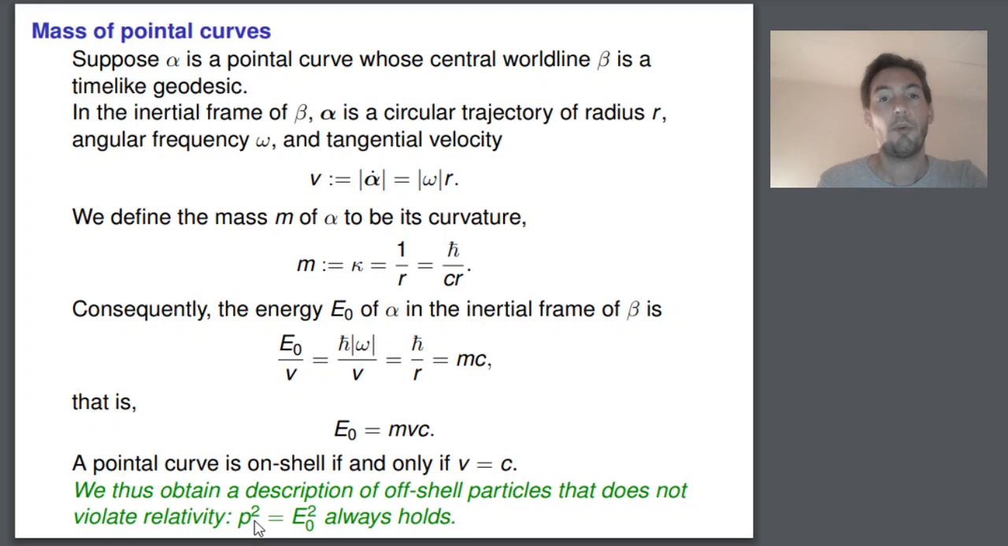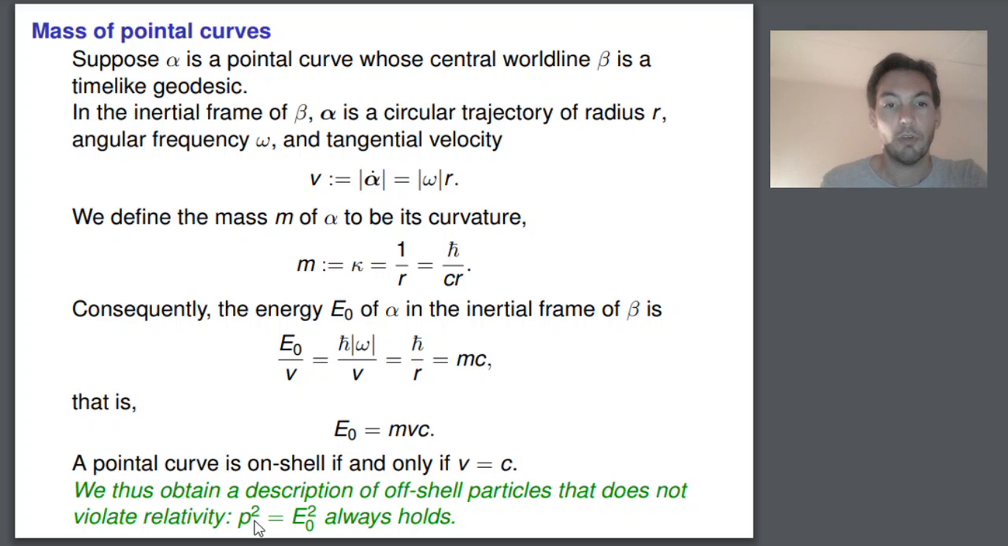Suppose alpha is a pointal curve whose central world line beta is a timelike geodesic. In the inertial frame of beta, alpha is a circular trajectory of radius r, angular frequency omega, and tangential velocity v. We define the mass m of alpha to be its curvature, 1 over r. Consequently, the energy E naught of alpha in the inertial frame of beta is given by E naught equals mvc.